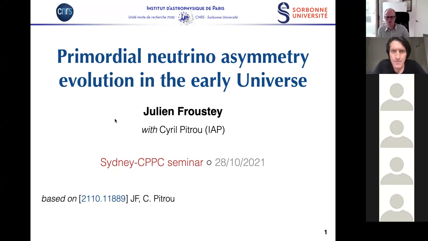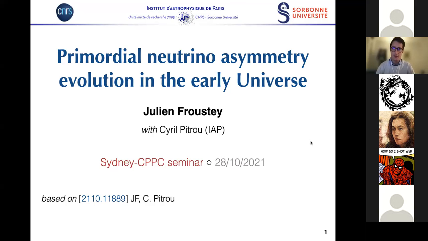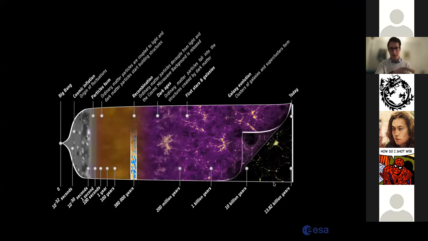Okay. Thank you. First, let me thank you for giving me this opportunity. I'm going to present today the work I've been doing with my PhD supervisor, Cyril Pitrou, at the Institut d'Astrophysique de Paris, and more particularly on the primordial neutrino asymmetry evolution in the early universe. When I'm talking about the early universe, I like to show this usual plot of the expansion of the universe. Just to make things very clear, I'm going to discuss the first seconds, the first hundreds of seconds after the Big Bang, what is also called the mega-electron volt age, because the temperature of the universe was about 1 mega-electron volt. This is the period just before Big Bang nucleosynthesis.